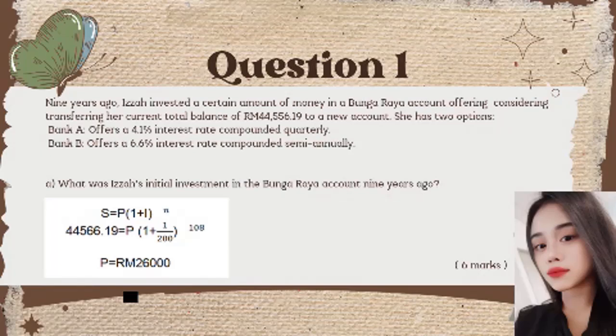So the formula we will use is S equals P, open bracket 1 plus I, close bracket, to the power of n. So the step is 44,556 ringgit 90 cents equals P, open bracket 1 plus 1 over 200, close bracket, to the power of 108. So the answer for P, we will get 26,000 ringgit.